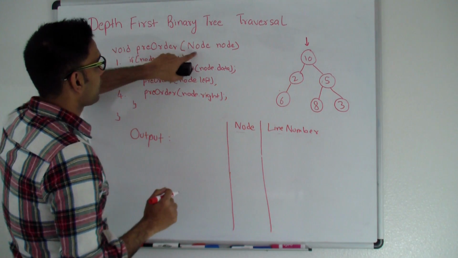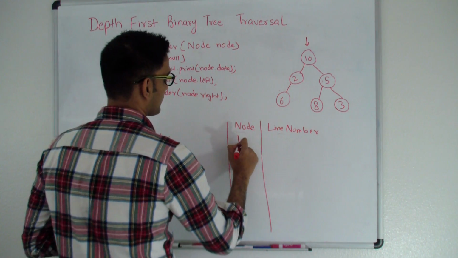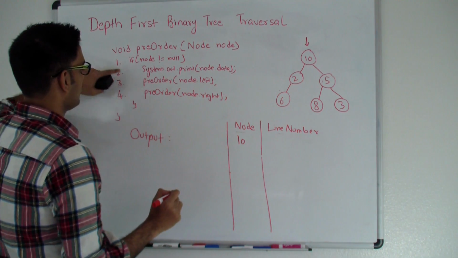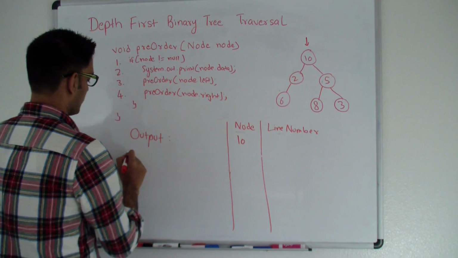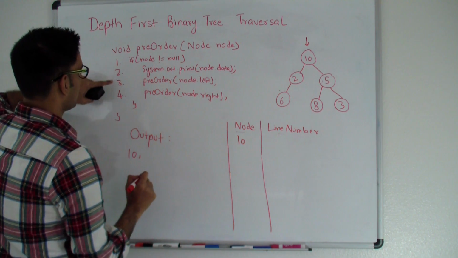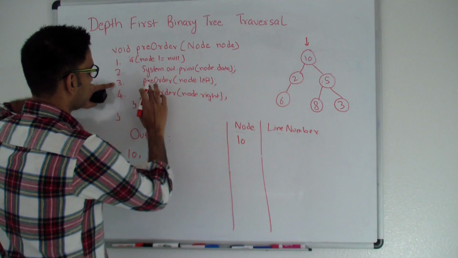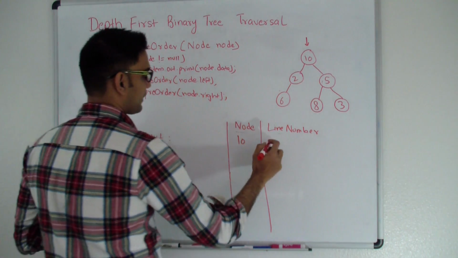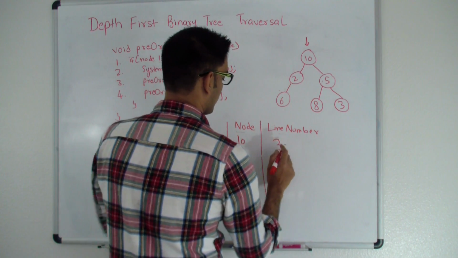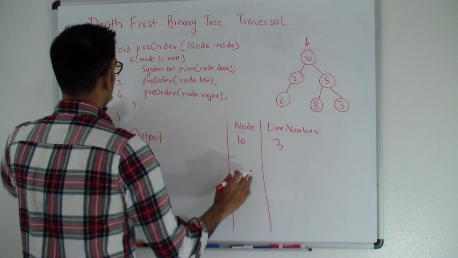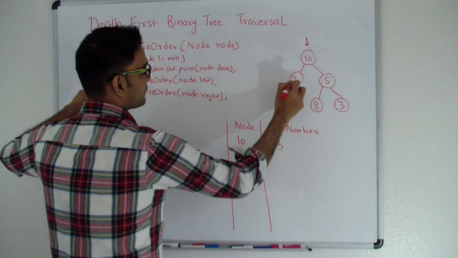So that gets called. So node is 10. So I'm going to write 10 here. Node is not null. So what we are going to do is first print out 10 on line number 2. Then we are going to go to line 3, and there is a recursive call. So here I'm going to say that from line number 3 I went into a recursive call. So preorder node.left, so we go to 2.